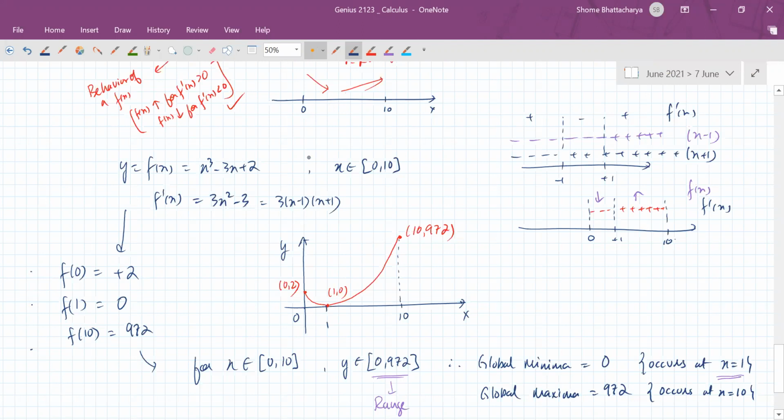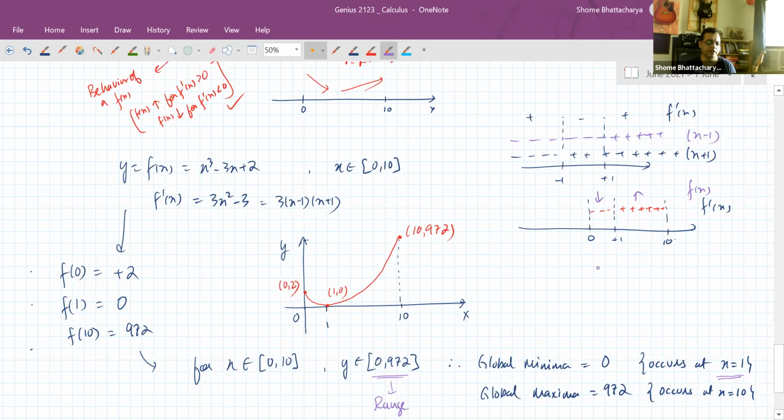Matlab, you can skip the graph part. This was not necessary. Just this number line thing you have seen, that it's decreasing from 0 to 1 and then increasing from 1 to 10. So you just need to check at these points. What are the values for the maxima? Minima anyway, you will know is occurring at 1.